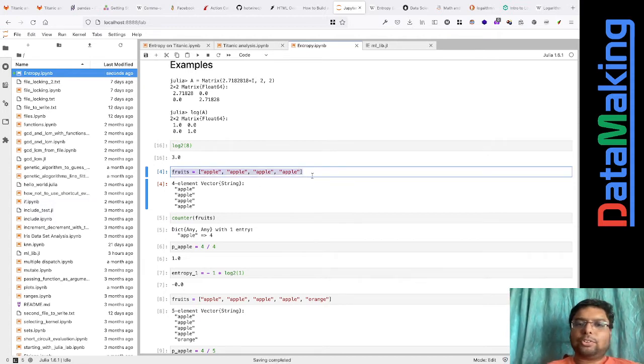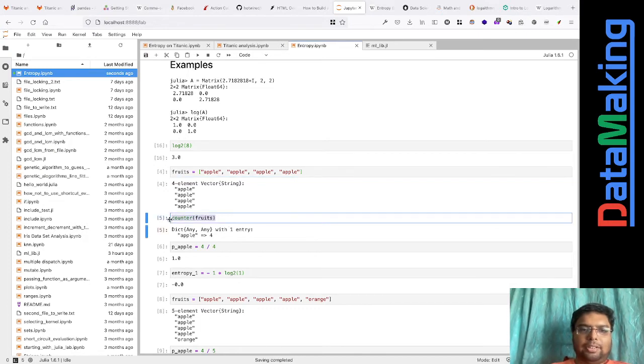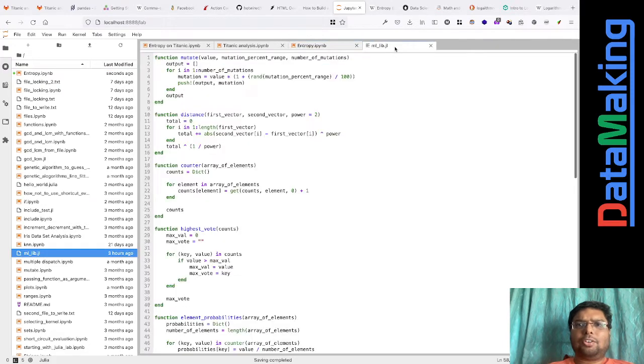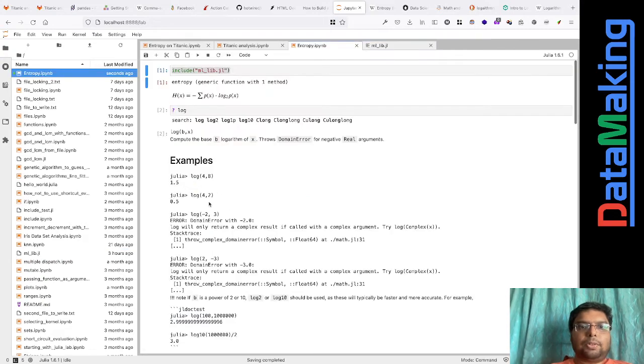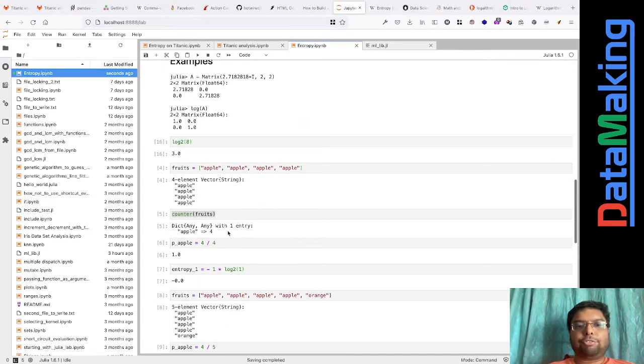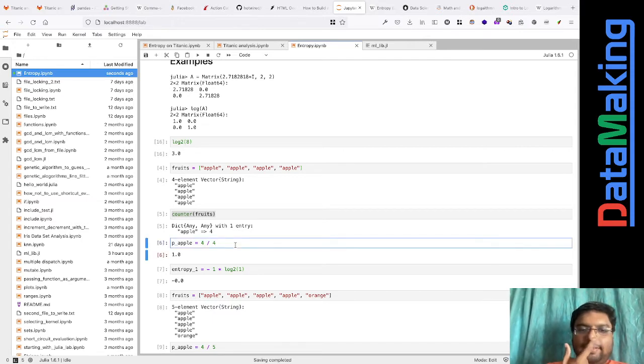So you just have fruits. Everything is apple over here, right? Now in MLlib, I have a function called counter. If you pass an array, it will give the count of each thing. Apples, it will give 4. If there are 2 oranges, it will give apple 4, orange 2. So that's how it is. I'm just testing that function. I don't know why I test it, but it might be used in the future.